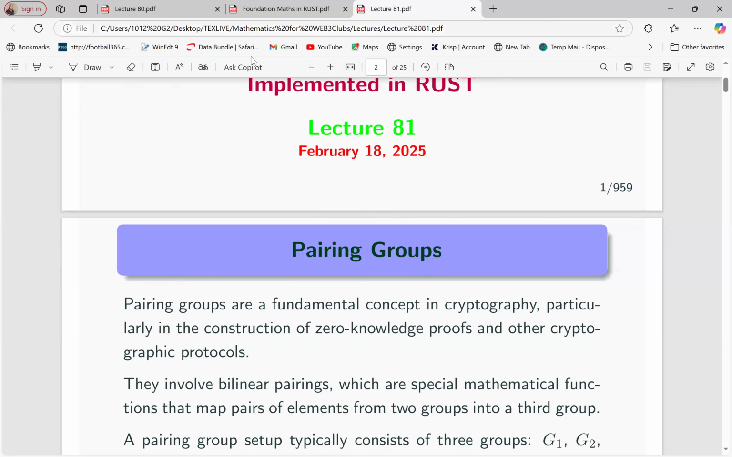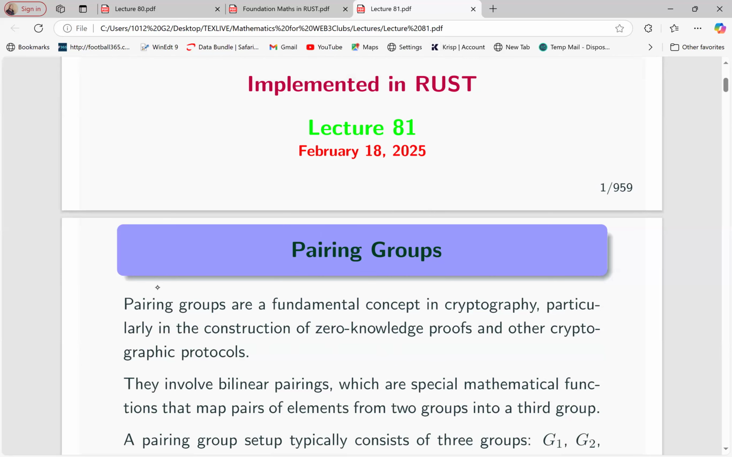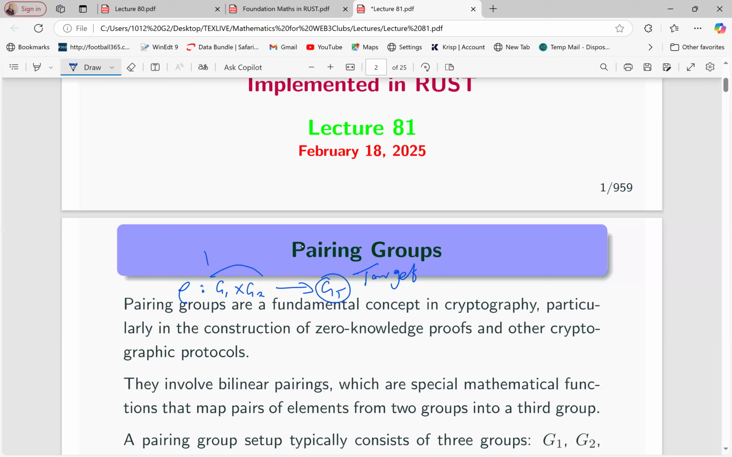Now, again, I have to remind us what pairing groups are. We go back to the definition of pairing. A bilinear pairing is just a mapping from group 1 cross group 2 to another group. So it's mapping elements of group 1 cross group 2 to another group. This is bilinear pairing. Of course, it fulfills other conditions, which we looked at, bilinearity and so on. Now, this group is what we call the target group. We shall be mapping to members of this target group. And these two groups are what we call the pairing groups.